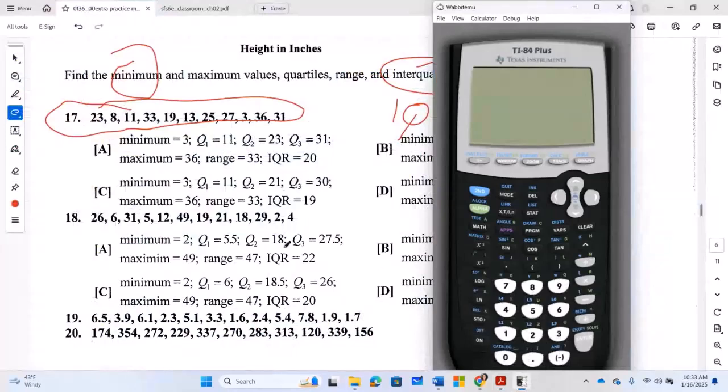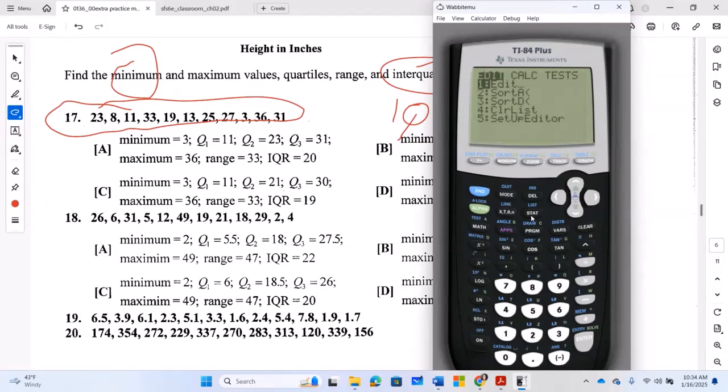In number 17, I am told to find the minimum number, the maximum number, the quartiles, the range, and the interquartile range. That is another way of saying find the 5-number summary, the range and the interquartile range. The 5-number summary is the minimum number, maximum number, first quartile, second quartile, and third quartile. So we have to open our calculator, and I clear what is in there.